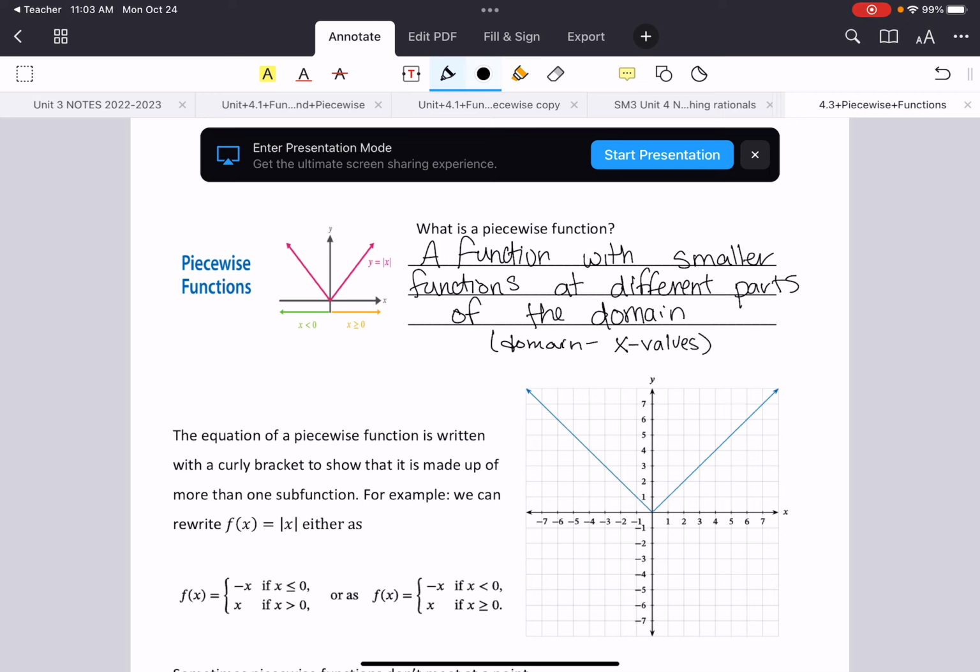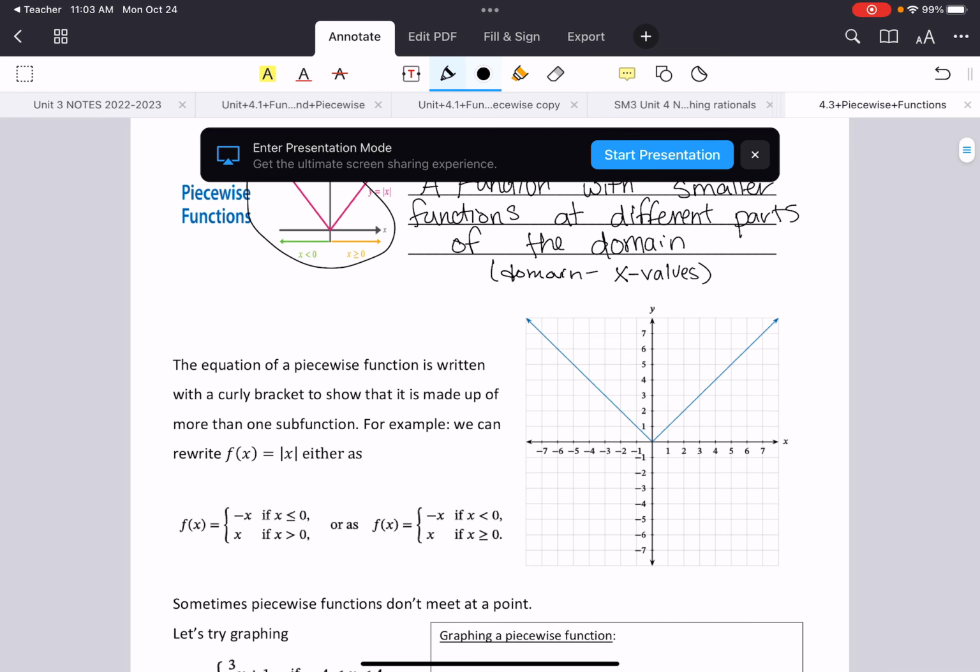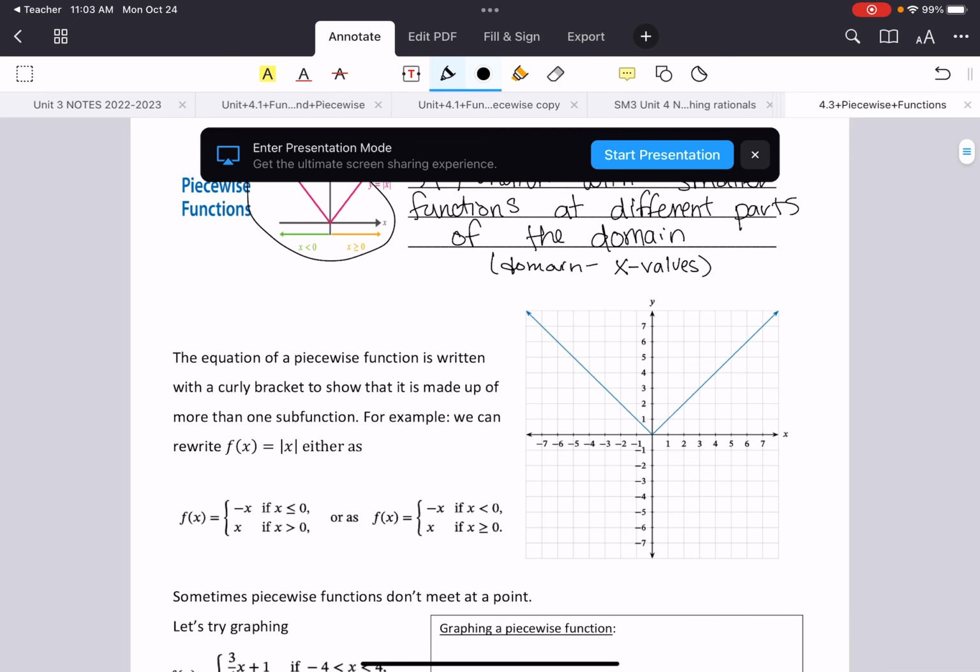So what this means is we have a graph where different parts of the x will have a different kind of line. The graph has different kinds of lines all over it, right? Remember last time we had absolute value functions. Didn't the absolute value functions look like a V? When you graphed an absolute value function, it ended up looking like a V, right?